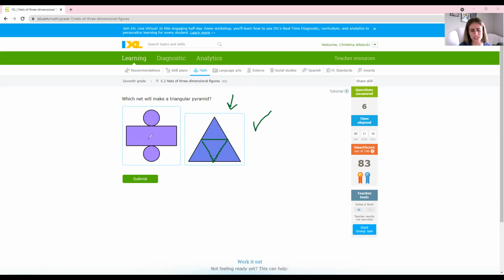Just for funsies, what would this one be? That other option would make a cylinder, because that square wraparound would come around to make the main part, and then the 2 circles would be your bases.